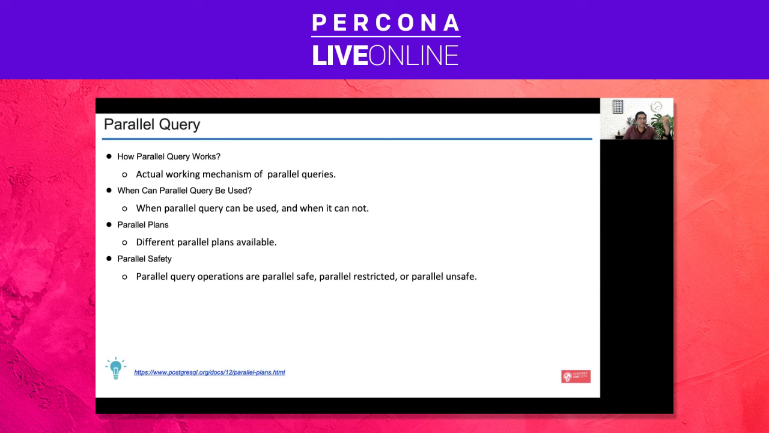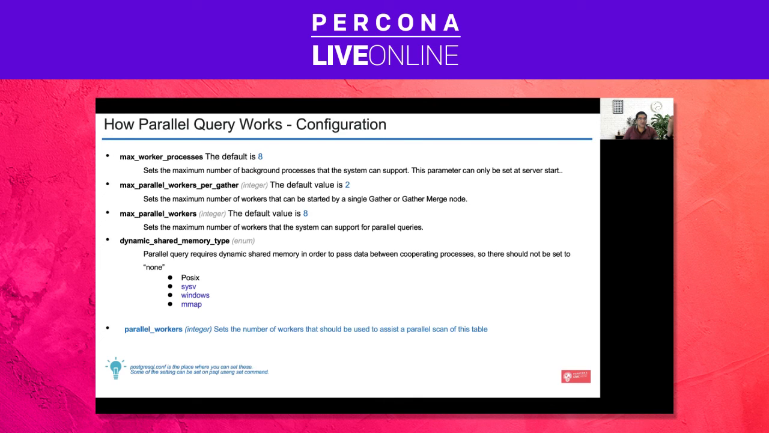So how does parallel query work? When parallel query is used, parallel plans, and parallel safety, these are the parameters we need to consider. The first one is the configuration. The most important thing is the configuration, because the other things are not as important for a DBA, as mostly the queries are written by the developers, not by the DBAs. But the configuration is mostly configured by the DBAs.